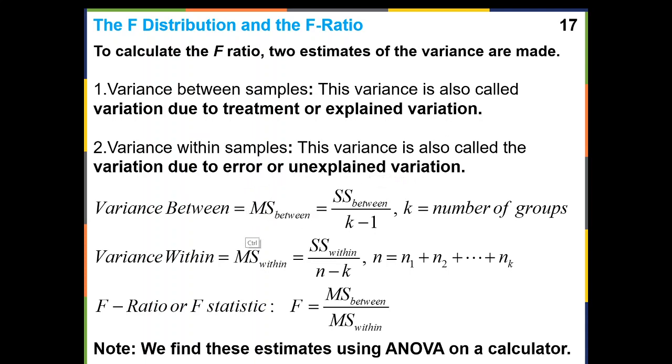MS between and MS within, and we talked about the formulas already. K here is the number of groups, and N is the total number, the sum of the sizes of all the groups, all the samples. And this F is called the F ratio, or just the F stat. Okay?